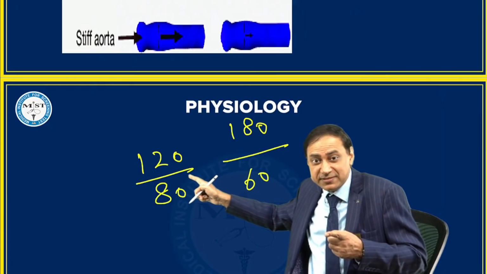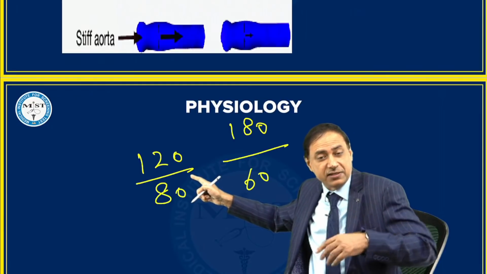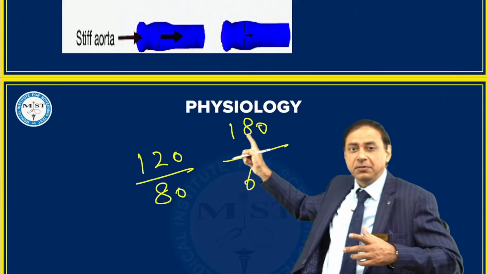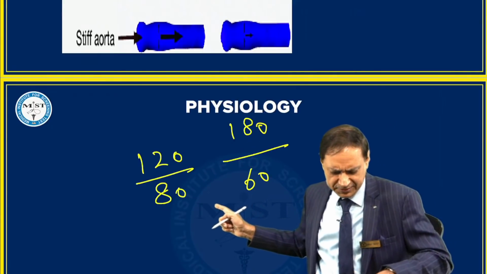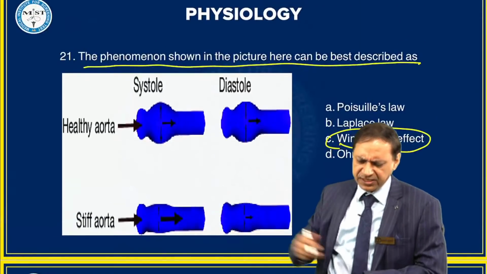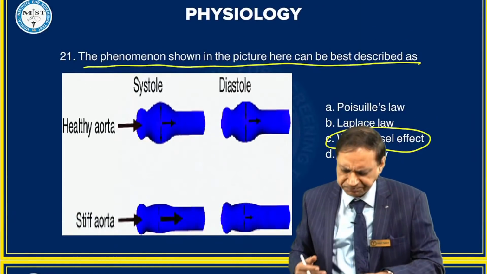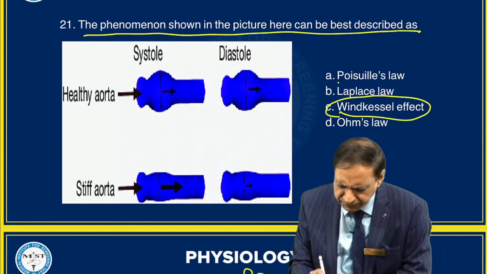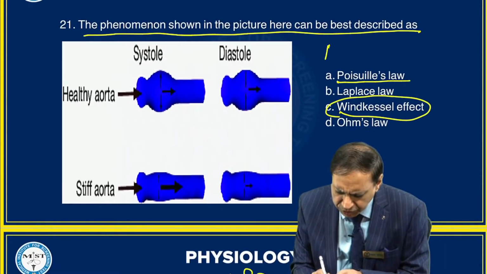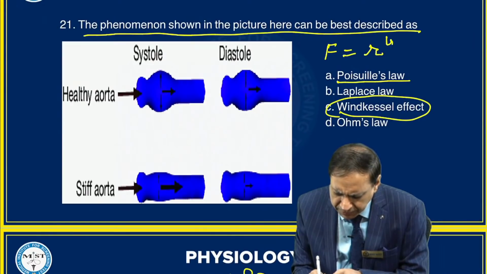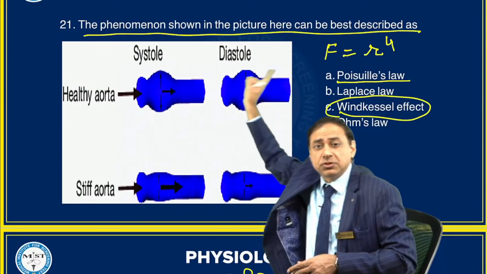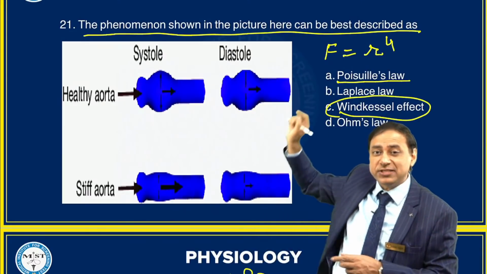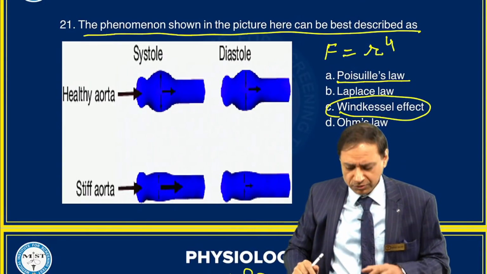So why is BP like this? Windkessel effect. If arteries become stiff, BP will become like this. So what is this? Windkessel effect. Poiseuille's law says that flow is proportional to the radius raised to the power 4. Radius of this vessel raised to the power 4. This is Poiseuille's law.